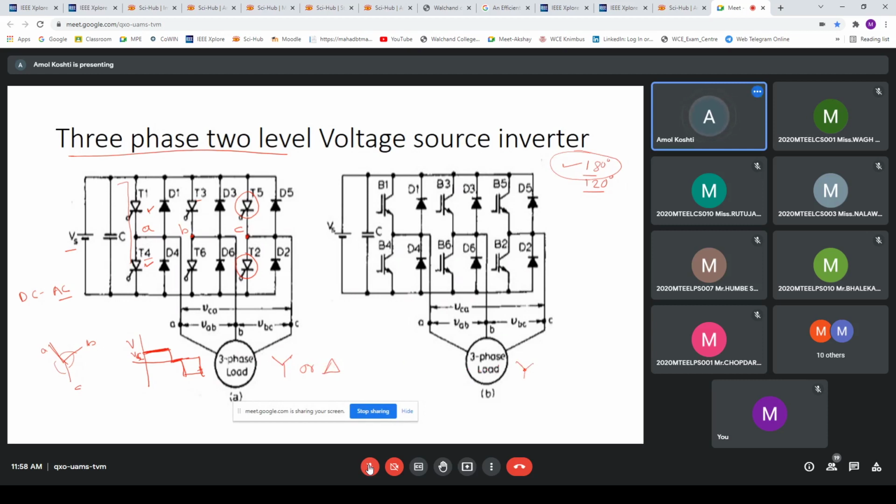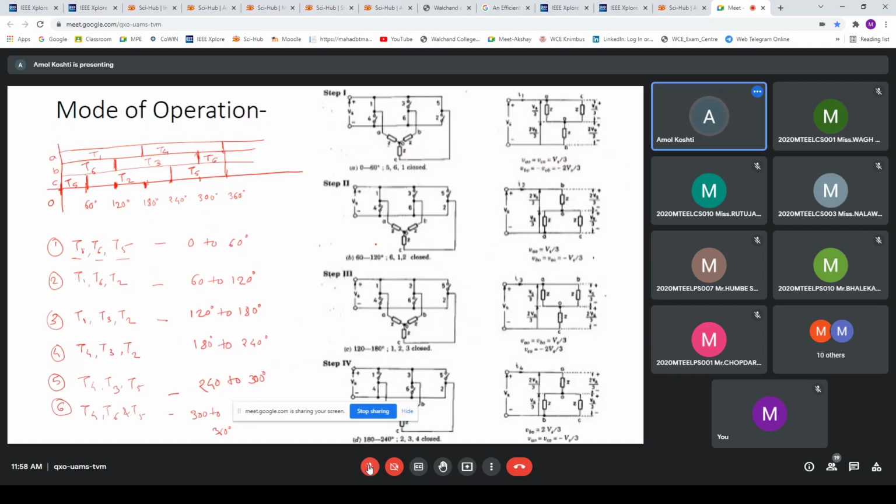This is for safety, so that we can bypass the excessive current to the ground through this neutral point if anything goes wrong in the system. So here we have taken the star connected load at the load end. As per our switching sequence, it is indicated there that initially T1, T6, T5 are on.